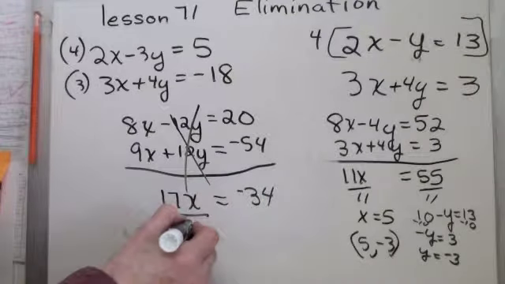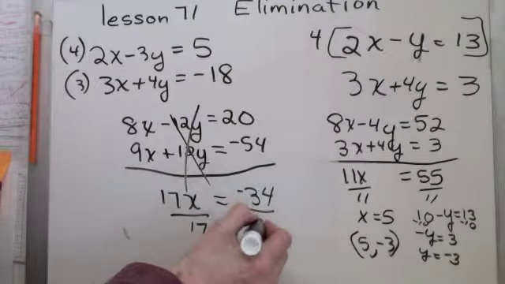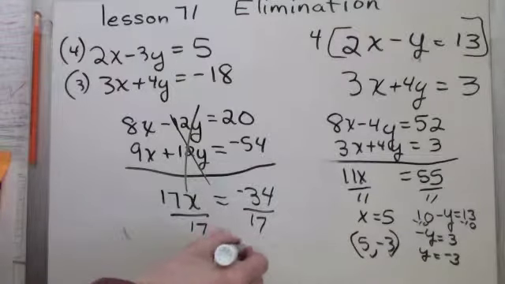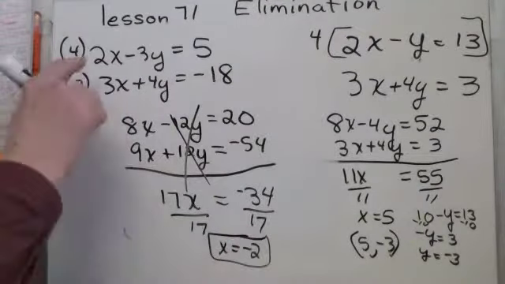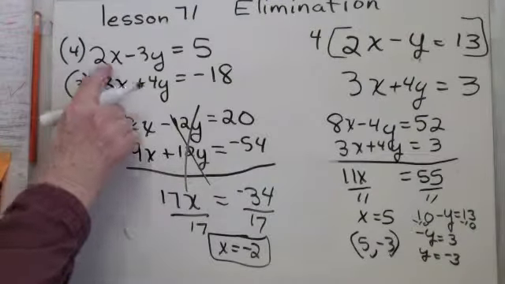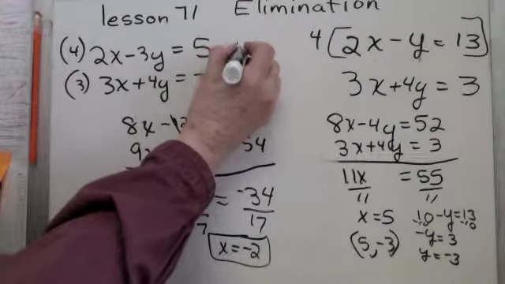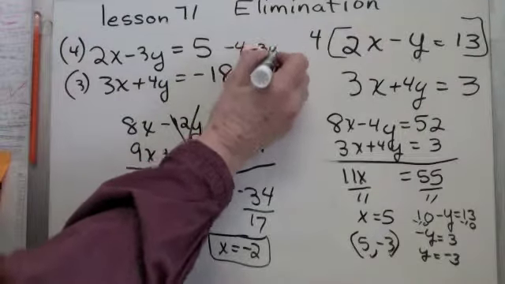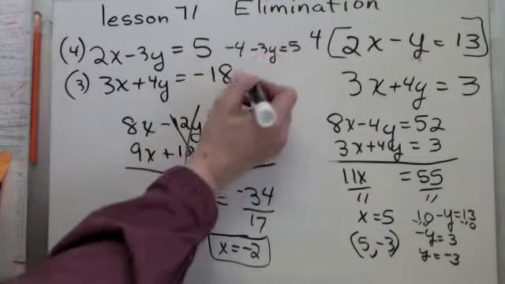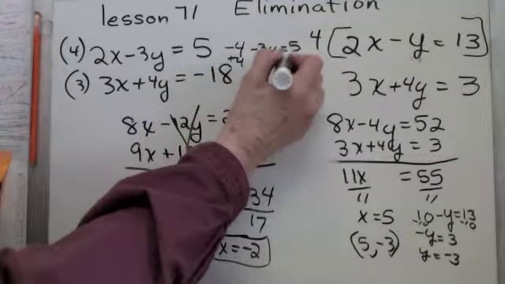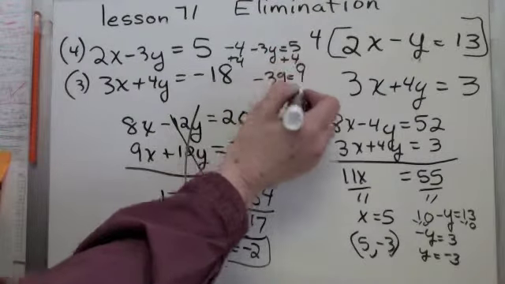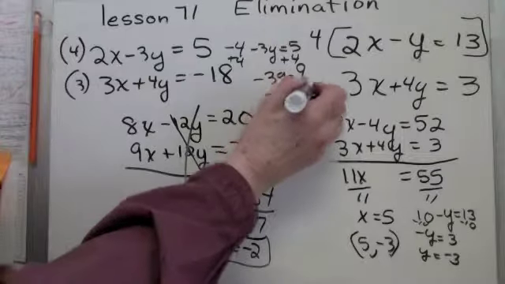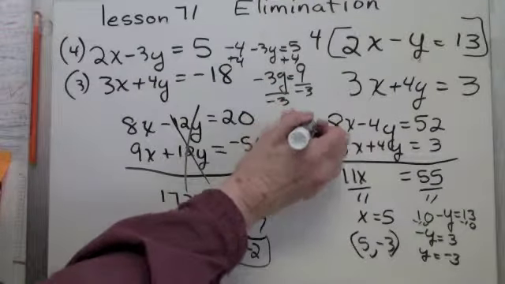All right, divide by 17. I get x equals negative 2. Now I do need to go back and find the y. So if x is negative 2, that gives me negative 4 minus 3y equals 5. Add 4 to both sides, so negative 3y equals 9. Divide by negative 3. Y equals negative 3.